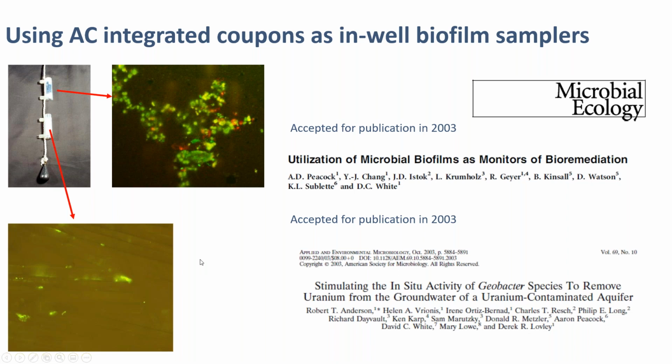So at about the same time as we were doing this work here, we were working at another site in Colorado where we deployed the activated carbon samplers. So we used this material here and put it in this site. This project was investigating bioremediation to immobilize uranium. And at this site, the major type of bacteria we identified on the activated carbon media was Geobacter, which is a well-known metal-reducing genus.